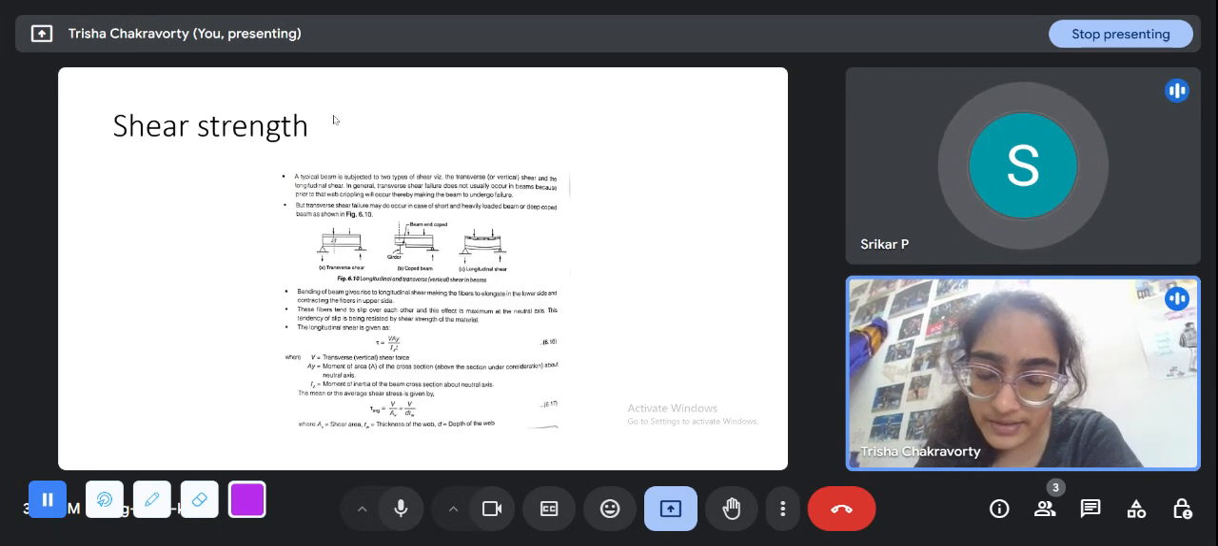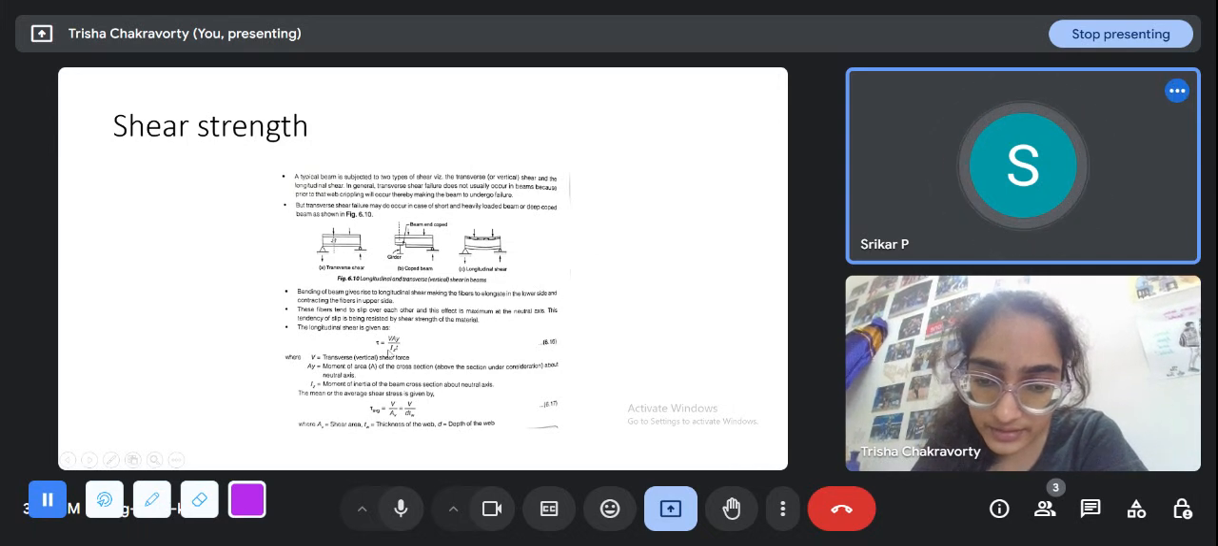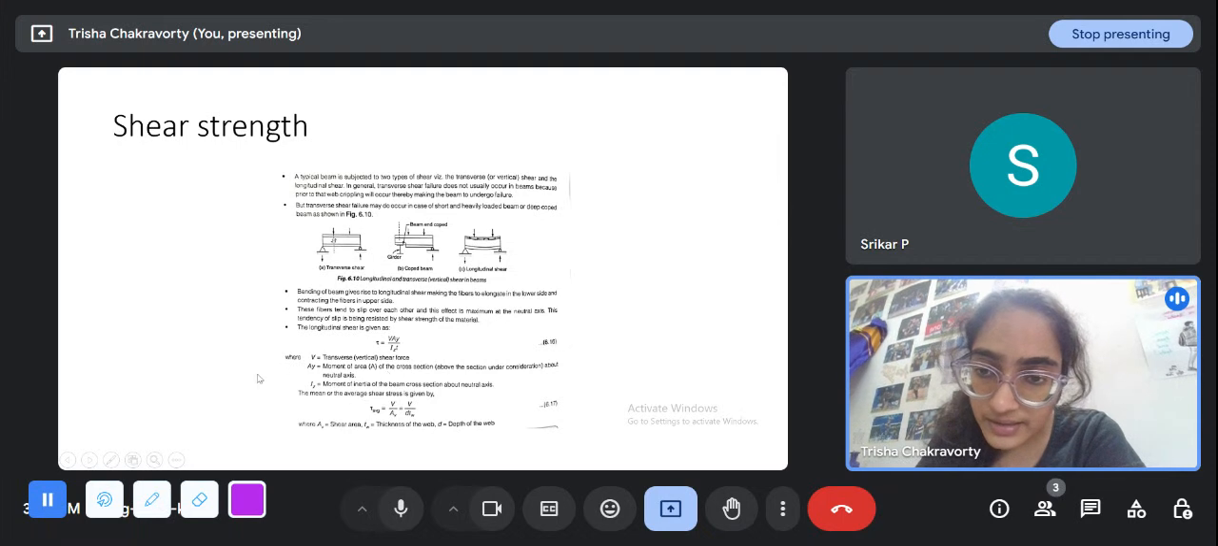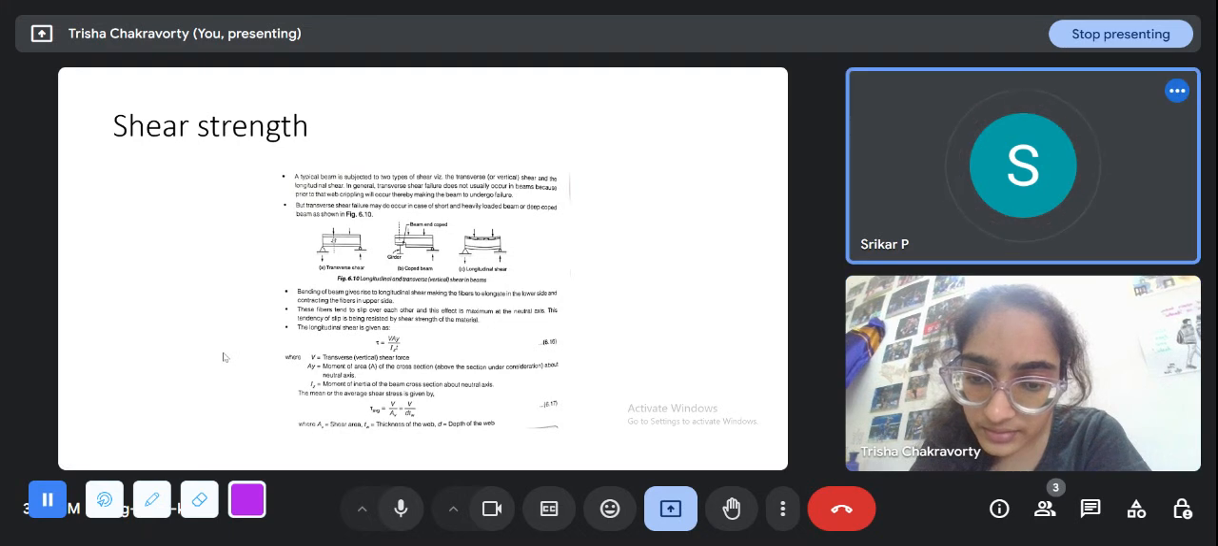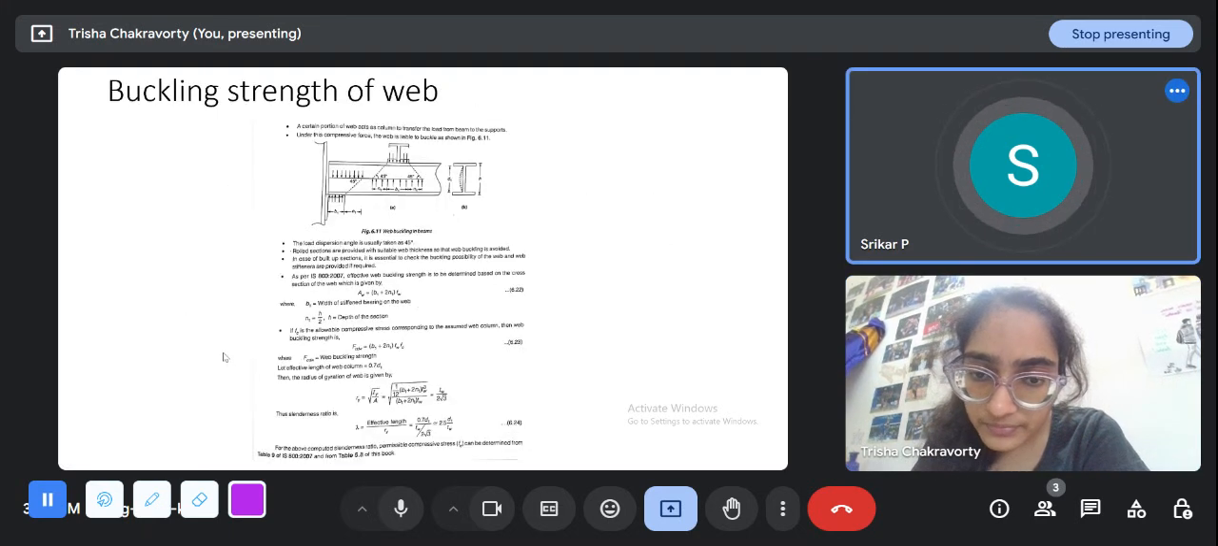And this is also the capacity for that, later, right? This is how we calculate the shear capacity of the section. Yes, ma'am, this is the way.